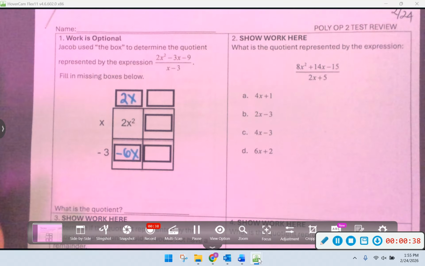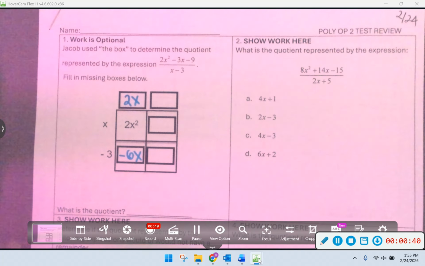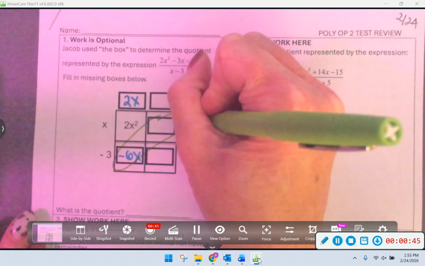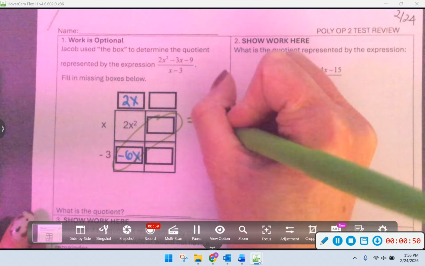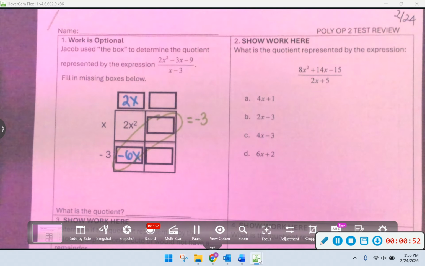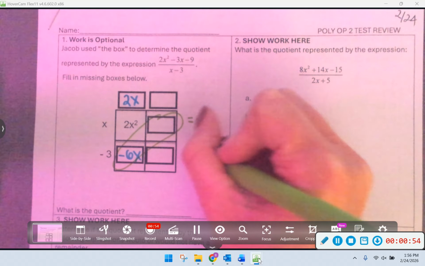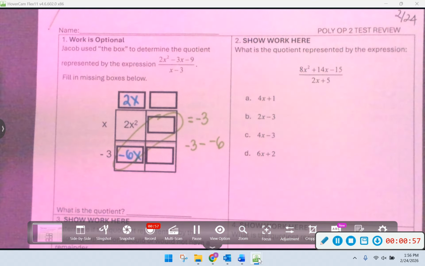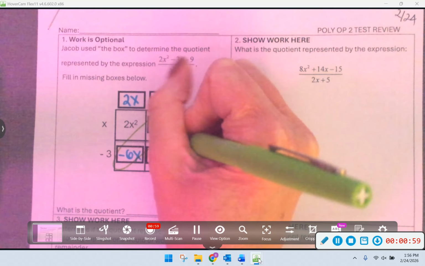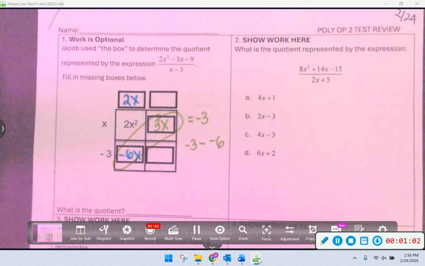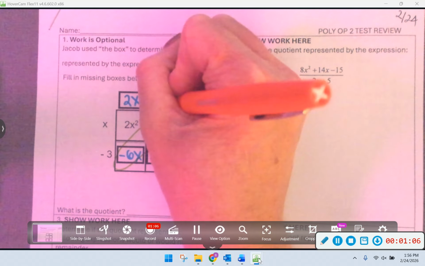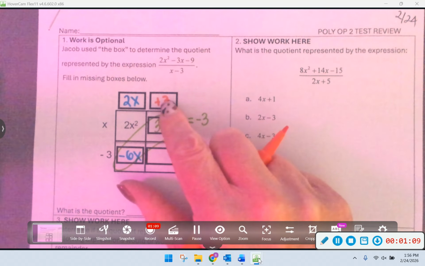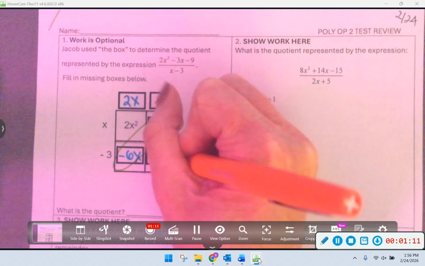Next, we're going to look at this diagonal. We want it to add up to the middle number, which is negative 3. To do that, we take that middle number and do negative 3 minus negative 6. That is going to get me positive 3x. Now, what times x gets me 3x? Positive 3. 3 times negative 3 is going to get me negative 9.